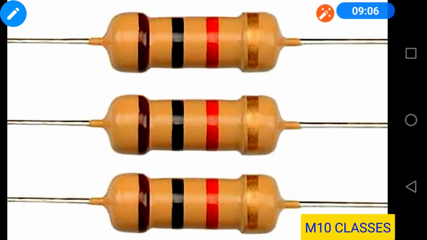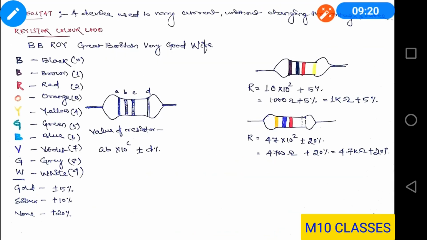Here you can see 4 color bands; there might be 5 color bands, or 6 color bands. Now let us discuss how to determine these resistances. You may find these color codes in class 12 maybe. Now how to remember this? B.B. Roy, Great Britain, very good wife. We are not going to read about any B.B. Roy, any personality. It is just to remember the sequence of the color codes. You have to remember the capital letters I have shown here.